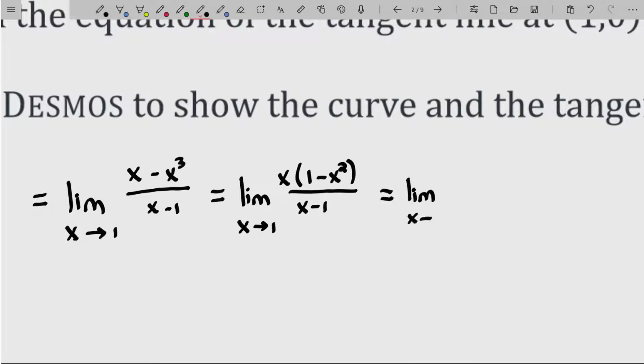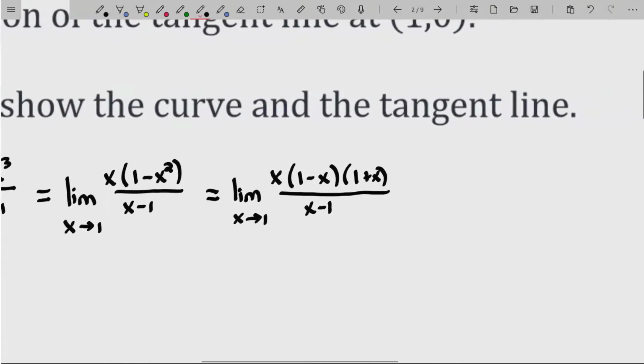Limit as x approaches 1 of x times 1 minus x times 1 plus x, because that's a difference of squares, over x minus 1. And you either know this or you don't, but you can cancel, in a way, the 1 minus x and the x minus 1 if you recognize that you would have been able to factor a negative out. If you don't know what I just said, I will say it this way. Factor a negative out of that factor of 1 minus x.